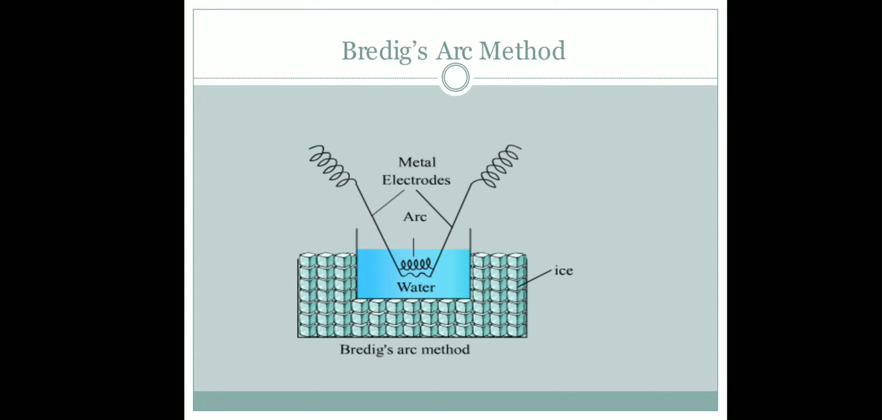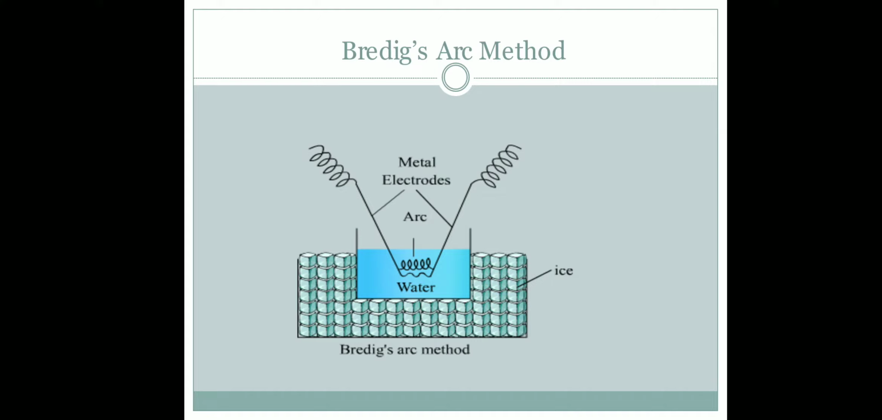The second type of dispersion method is electrical disintegration, or Bredig's arc method. This technique is very useful for the preparation of sols of metals like gold, silver, platinum, etc. In this process, two electrodes of the metal whose colloidal solution is to be prepared are dipped in the dispersion medium such as water. The dispersion medium is kept cooled by surrounding it with ice, as shown in the figure. An electric arc is struck between the two electrodes.